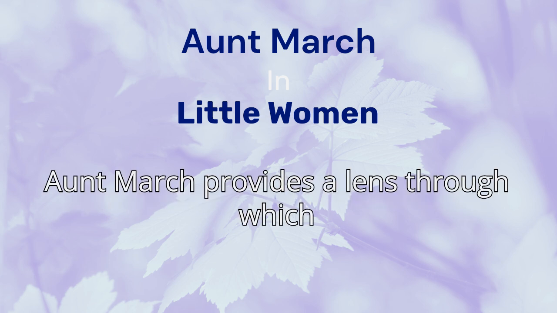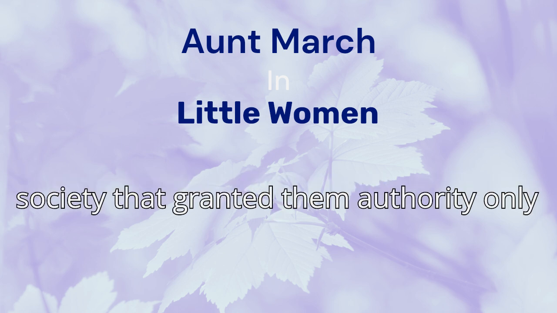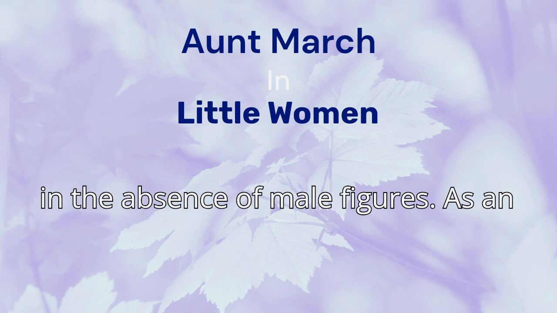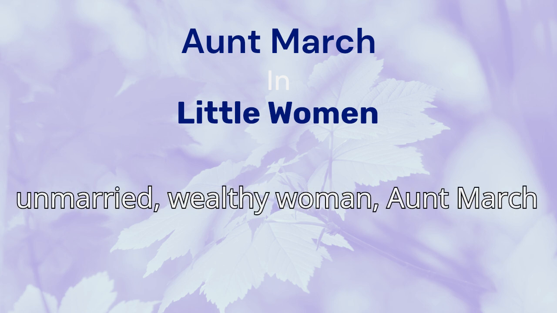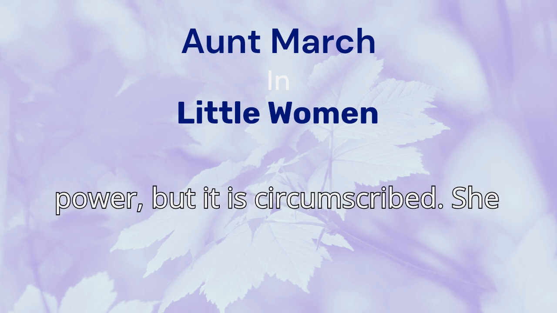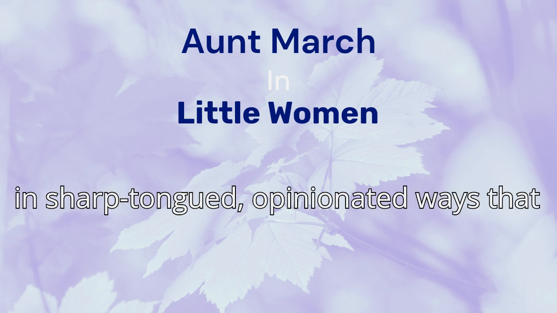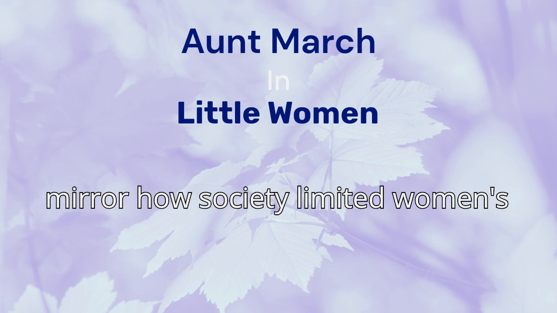Additionally, Aunt March provides a lens through which to examine how older women navigated a society that granted them authority only in the absence of male figures. As an unmarried, wealthy woman, Aunt March holds a unique social position. She has power, but it is circumscribed. She uses this power to assert control, often in sharp-tongued, opinionated ways that mirror how society limited women's voices.